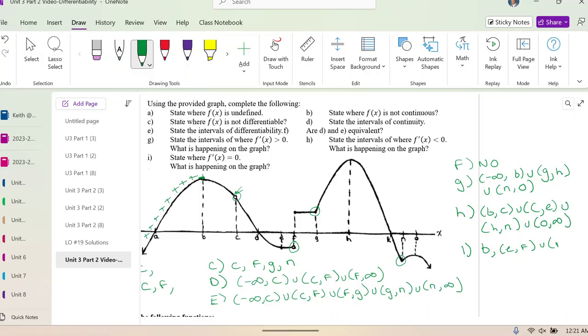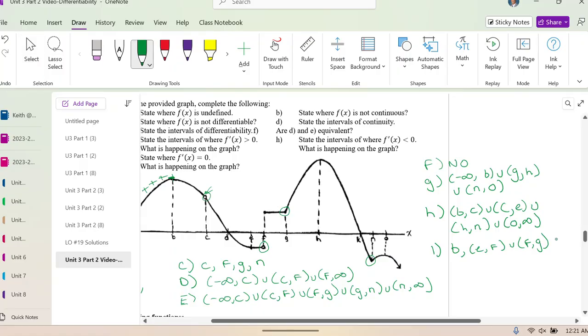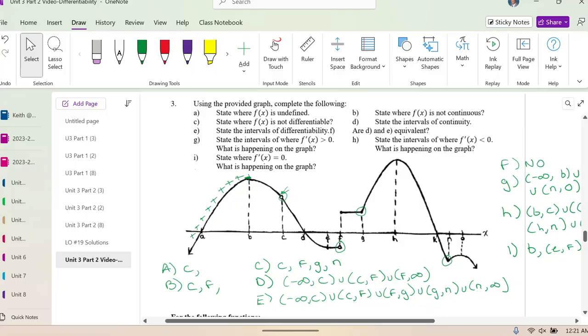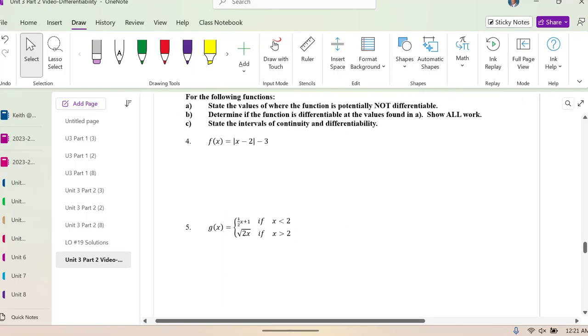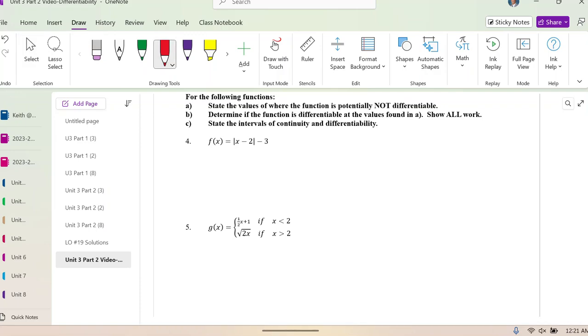It's also from f to g. And then it's at h. And that's it. That's where the slope is 0. All right. Then for the next ones, it says state the values where the function is potentially not differentiable.